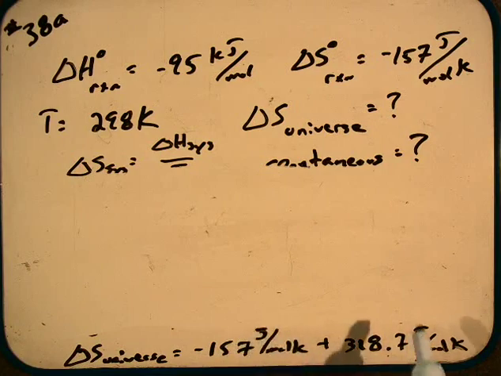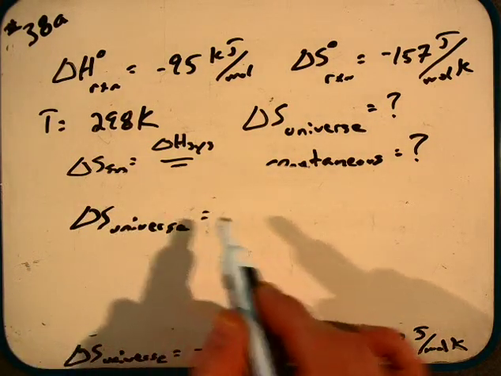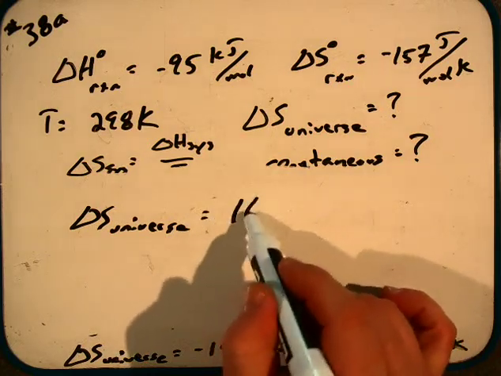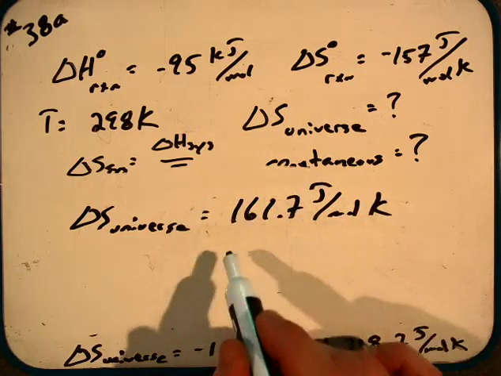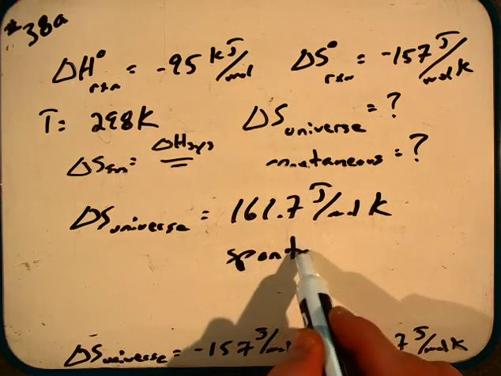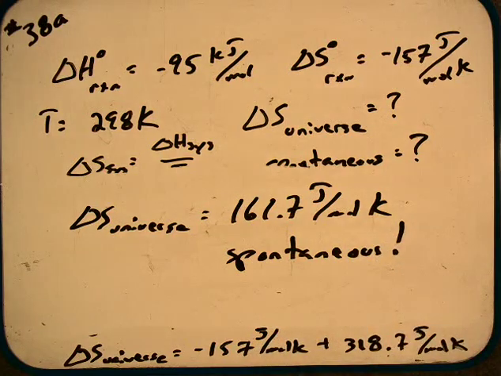If we now bring that up to here, we can solve for our delta S, which is 161.7 joules per mole Kelvin. It is positive, and so that means it is spontaneous. So that is number 38, part A, in chapter 17.